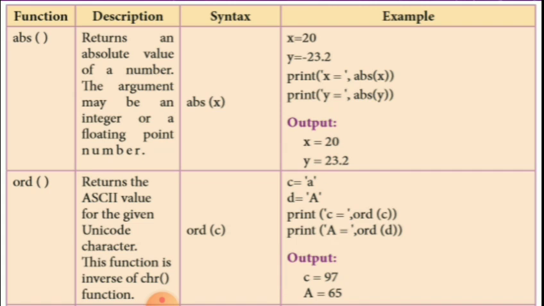Okay, next one is the ord function. It returns the ASCII value for the given Unicode character. This function is the inverse of chr. We see the chr function next. Now we see the ord function. ord within the parenthesis of c, this is the syntax of the ord function. Next, in the example you can see that c is equal to a and d is equal to capital A. You can see the different values in the output section. It prints c is equal to 97 and d is equal to 65. These values are ASCII values.